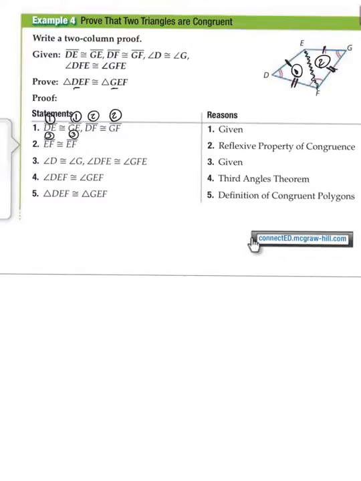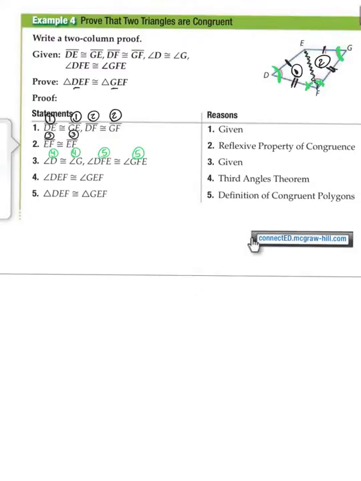Now let's see what else we have. We are given that angle D and angle G are congruent. Okay, that's angle 1. So that's a fourth piece congruent to a fourth piece. We're given that DFE and GFE are congruent. That's these little guys down here. They're congruent to each other. So that's the fifth piece congruent to the fifth piece.